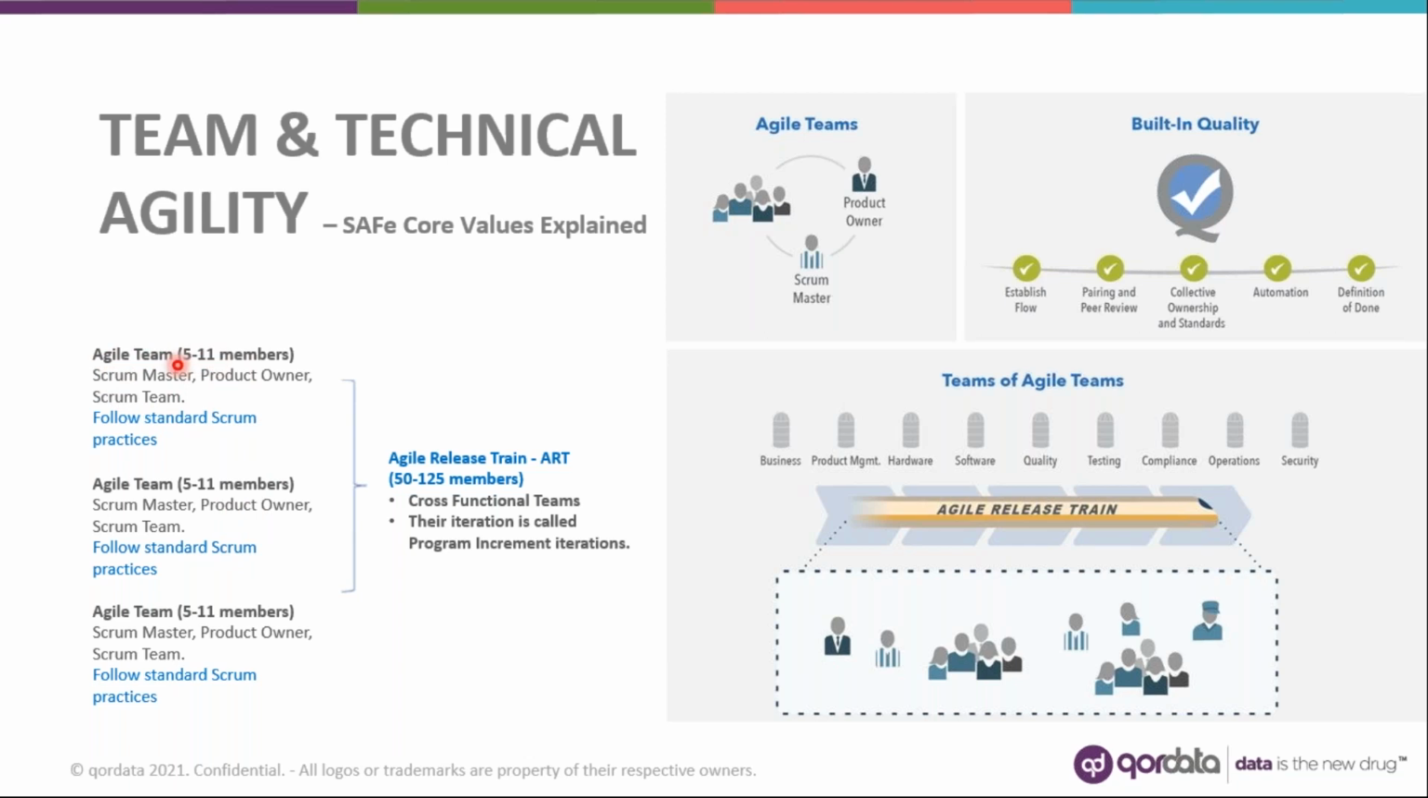We have team one, which is an agile team of 5 to 11 members. It has its own scrum master, product owner, scrum team. This is the second team. It has its own scrum master, product owner, and the third team. So basically, these 3 teams create an agile release train, or ART. And this comprises around 50 to 125 members. And this is for the bigger organization, of course. And these people consist of cross-functional departments, and their iteration is called program increment iterations.